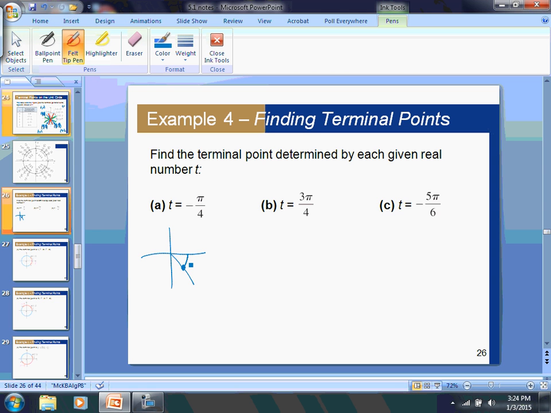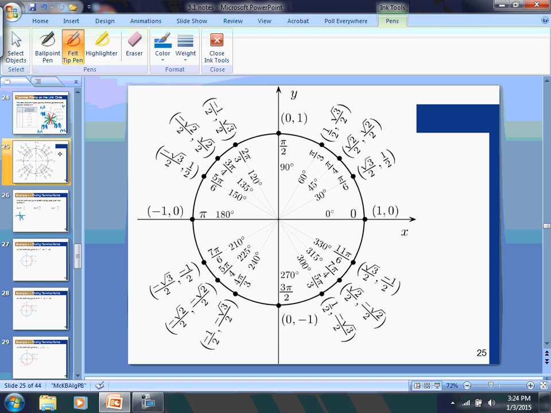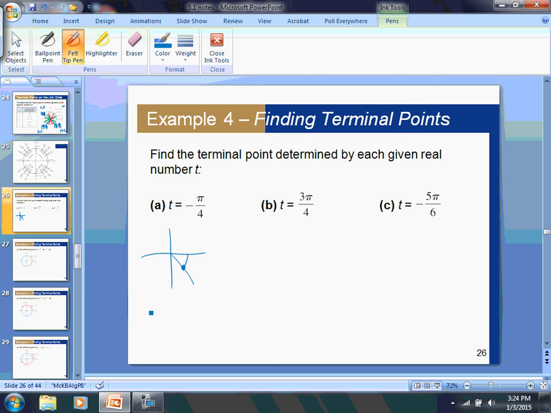So pi over 4 is 45 degrees. It's negative, so we're moving down. So we're halfway between our axes. Okay, and if you want to look at the previous slide, you can see that's 7 pi over 4. So it's the square root 2 over 2 and the square root 2 over 2, except the first one's positive and then the second one's negative. Okay. So we're going to be at square root 2 over 2, negative square root 2 over 2.